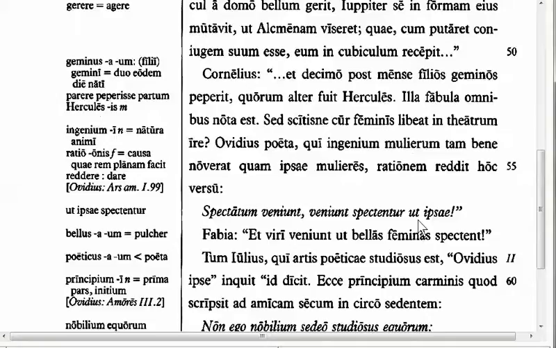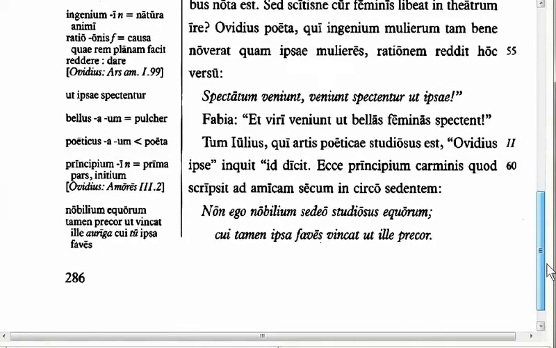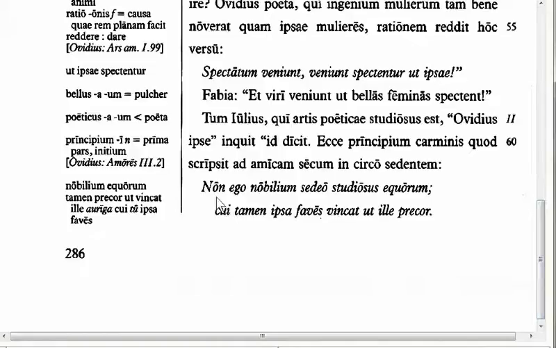On line 62, we have another line of poetry. "Non ego nobilium sedeo studiosus equorum." So what this says is, I do not sit down, studious of the famous horses, or paying attention to the famous horses.